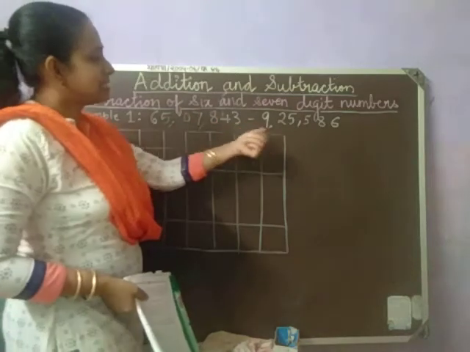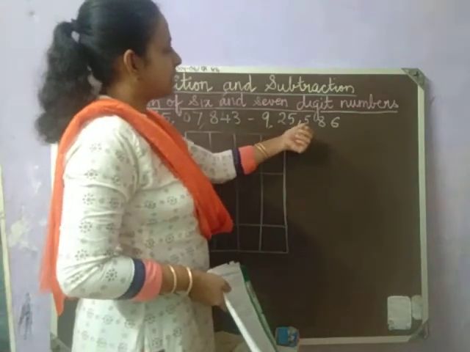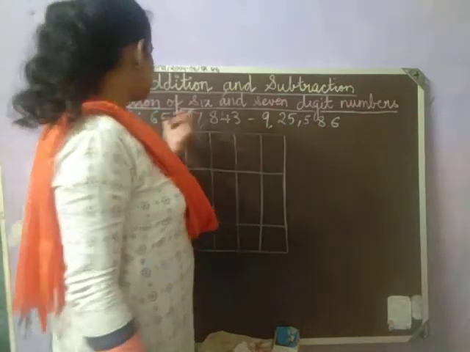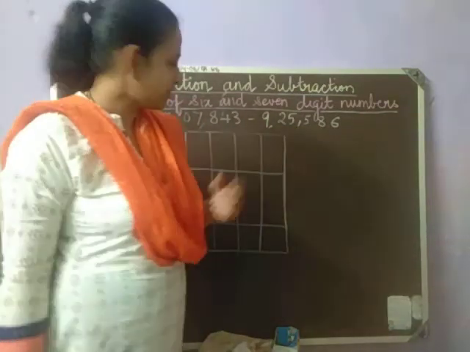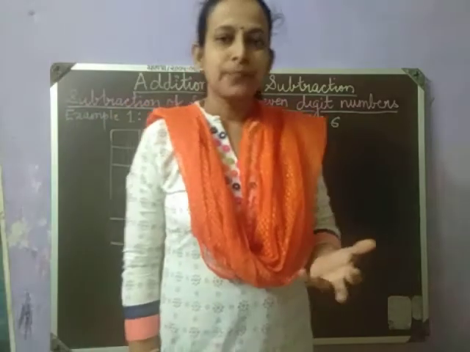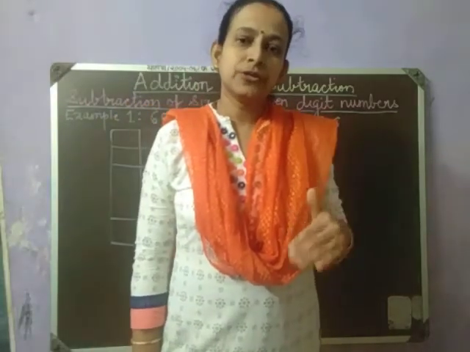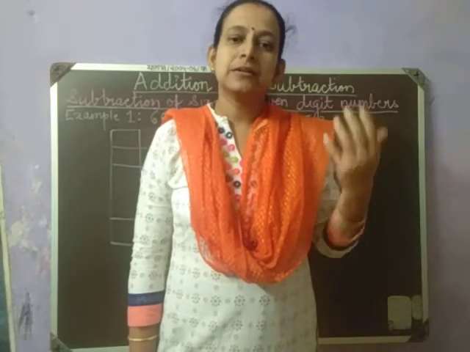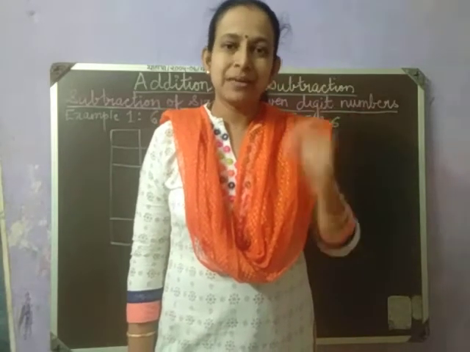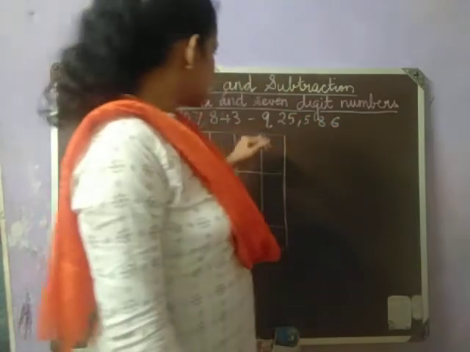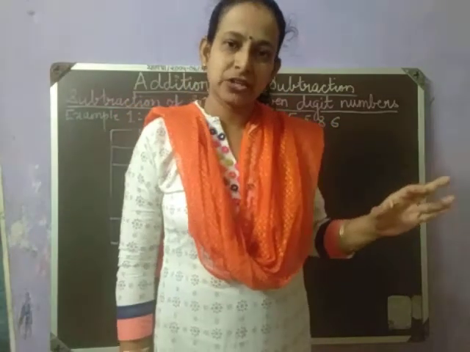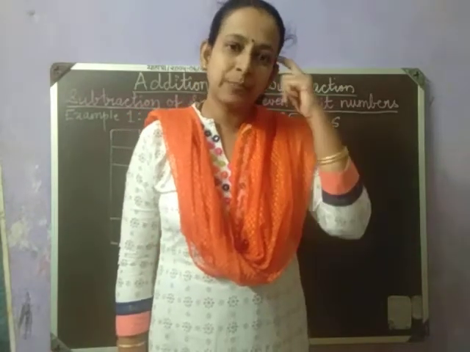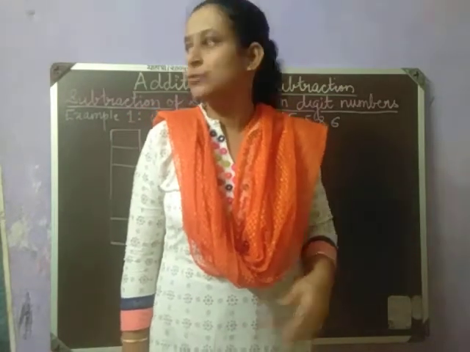65,07,843 minus 9,25,586. So here you can see that the 6 digit number is getting subtracted from 7 digit numbers. So we are going to even learn how to subtract two given numbers by keeping them in the mind. Fine. So the usual method of subtraction I am going to follow first, and then I am going to show you how to keep it in mind first and then start to calculate.